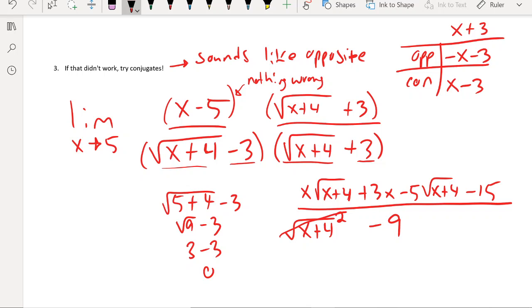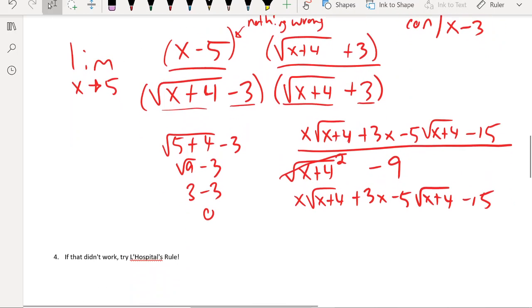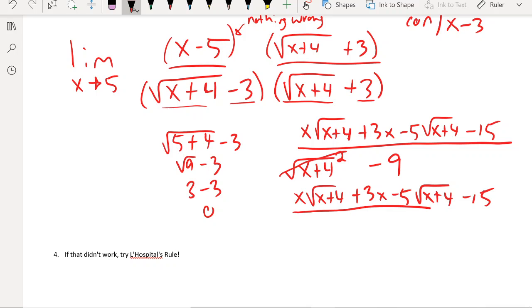So on the top, I can't really do too much to clean that up: x times the square root of x plus 4 plus 3x minus 5 square root of x plus 4 minus 15. Not really a whole lot I can do to clean that up. And spoiler, you can see the next step here. Then I'd have x plus 4 minus 9, which would be the same thing as x minus 5. 4 minus 9 is negative 5.